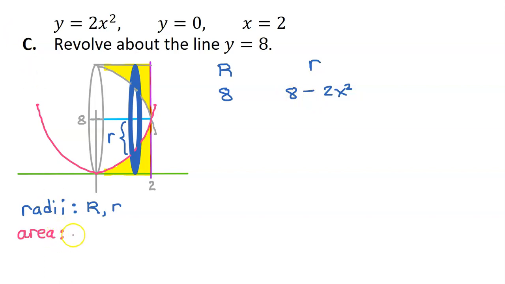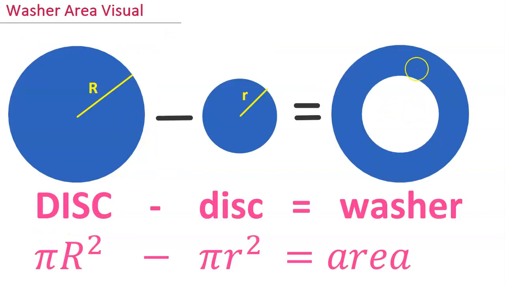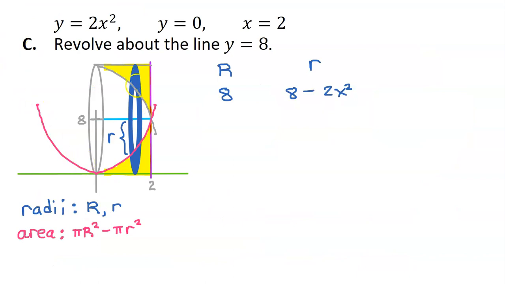Step 2 is to find an expression for the area of this washer. You can visualize the area of a washer as the area of a big disk minus the area of a small disk. So the area of the washer is pi big R squared minus pi small r squared. So we write pi big R squared minus pi small r squared. This is an expression for the area of the washer.